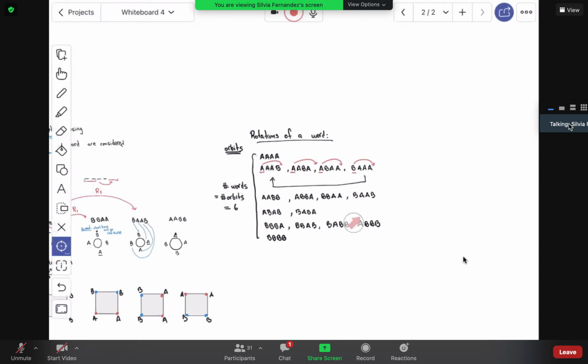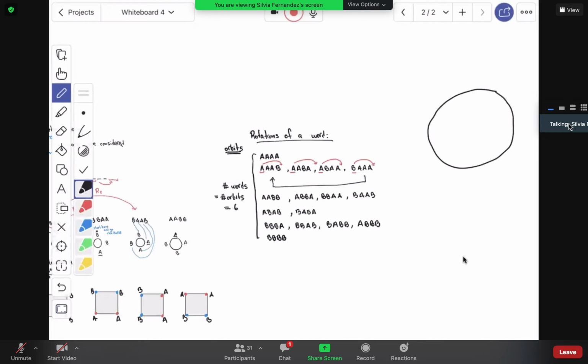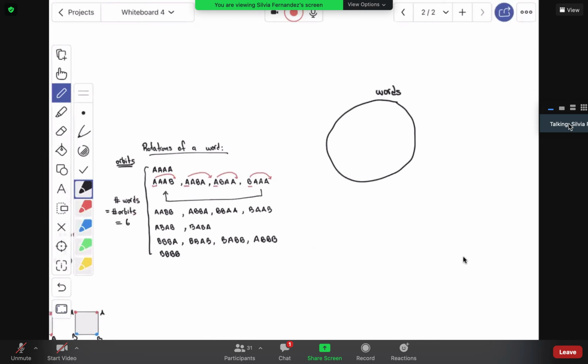But those 16 words are in equivalence classes. So here you have all your words. These ones are length 4, using 2 letters A and B. So that's kind of your universe. And they have equivalence classes. The equivalence classes are the orbits. So the orbits are the equivalence classes.